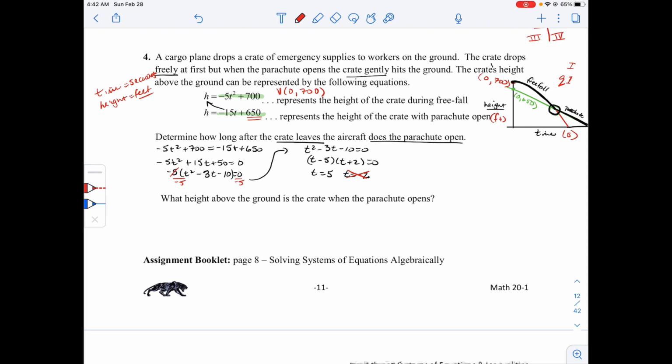What height above the ground is the crate when the parachute opens? So, of course, when t is 5, h is negative 15 times 5 plus 650, which is negative 75 plus 650. So our height would be equal to 575. Whatever those units would be, I'm presuming it's feet. It might be meters.